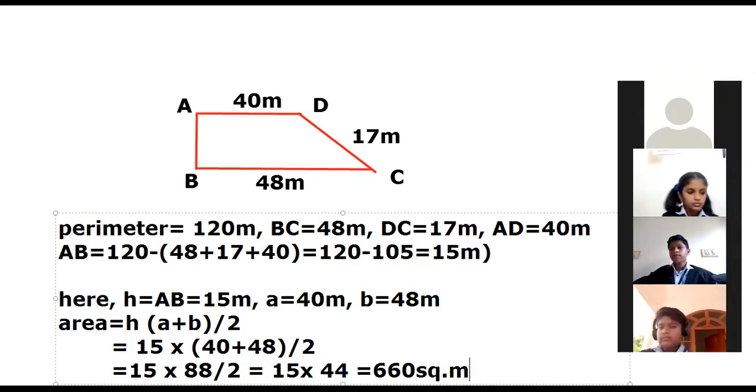Okay, next. 4 and 5 are homework. Give me the equation to find the area of a general quadrilateral if the heights H1 and H2 are known, and the diagonal is also known.